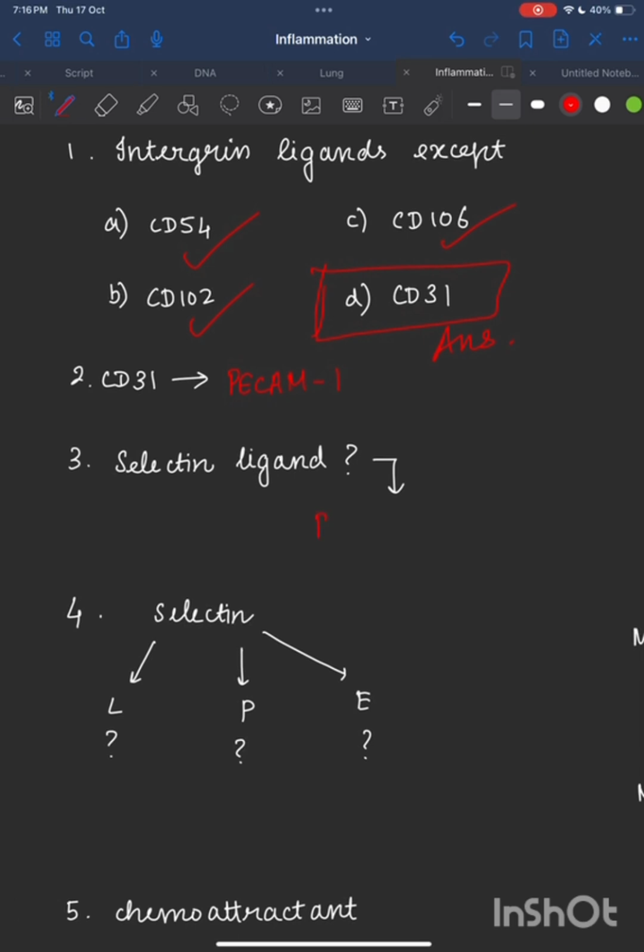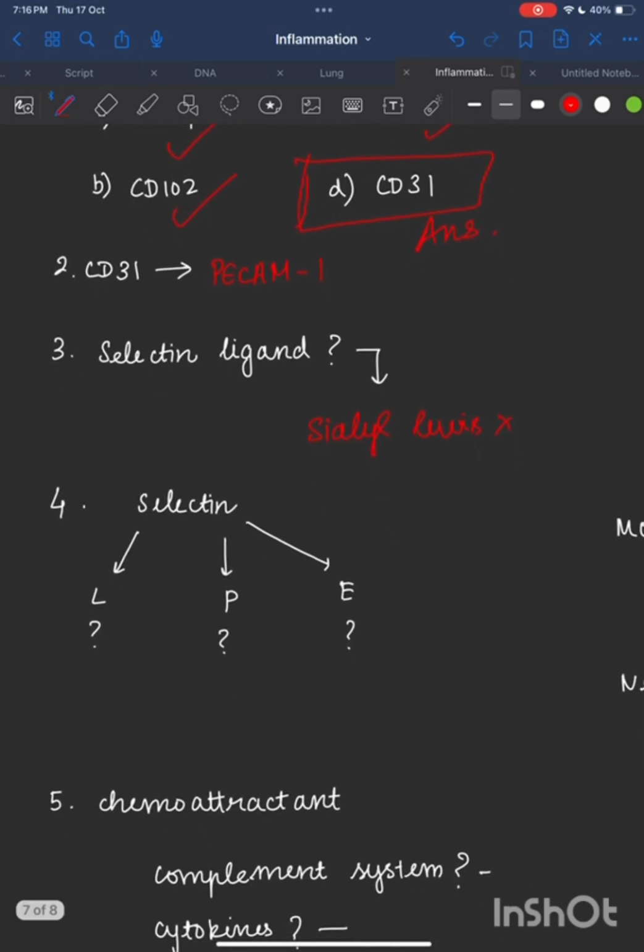What are selectin ligands? They are asking about selectin ligands. Sialyl Lewis X. This is the ligand. And selectin L, P and E are expressed on what? E and P are expressed on endothelium. Then P is also expressed on platelet. And L is expressed on leukocyte. It's very easy, right? L for leukocyte, P for platelet, and E for endothelium. P is also expressed on endothelium, okay?